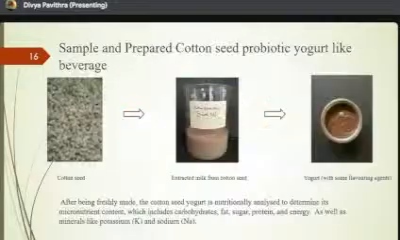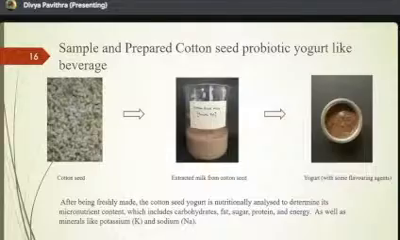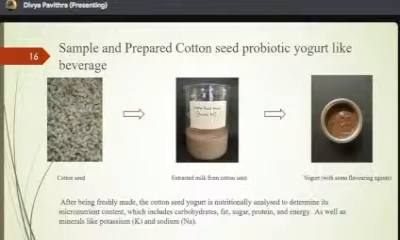This is the process where the cotton seed was used, and we took the cotton seed milk and prepared the yogurt with flavoring agents like cocoa and sweeteners. We used palm candy sugar. The nutritional analysis covers carbohydrate, fat, sugar, protein, and energy. Also, minerals like potassium and sodium were found.